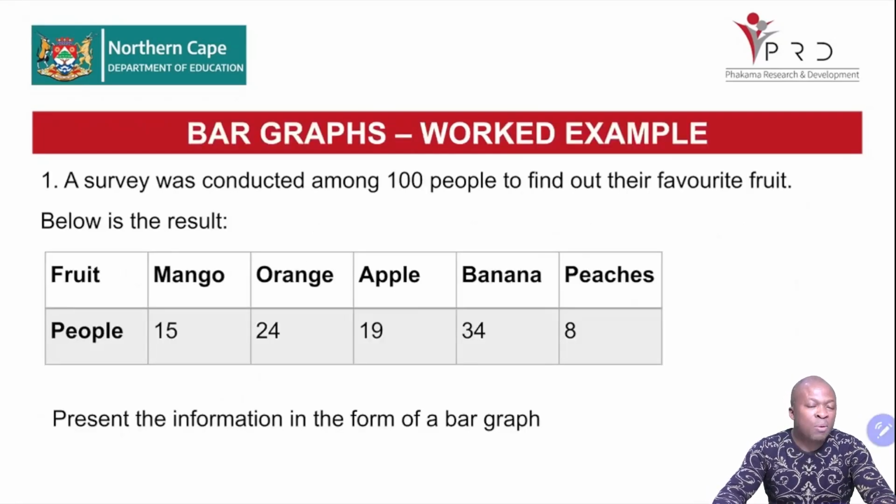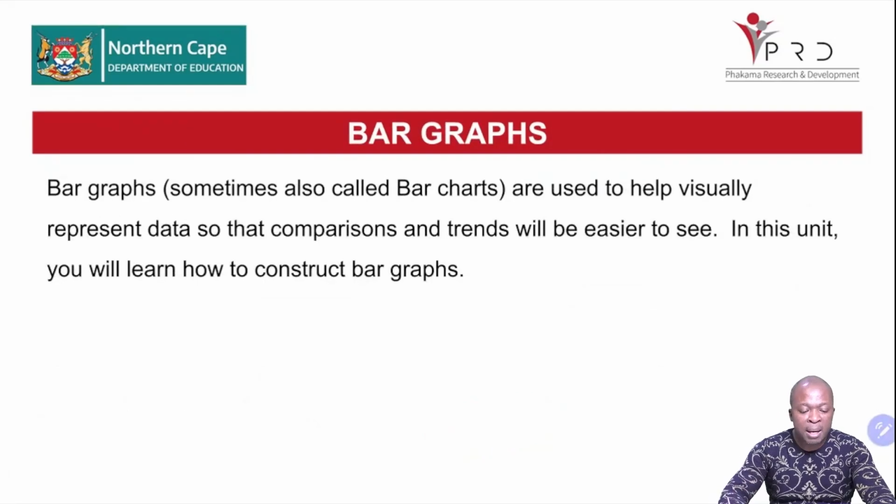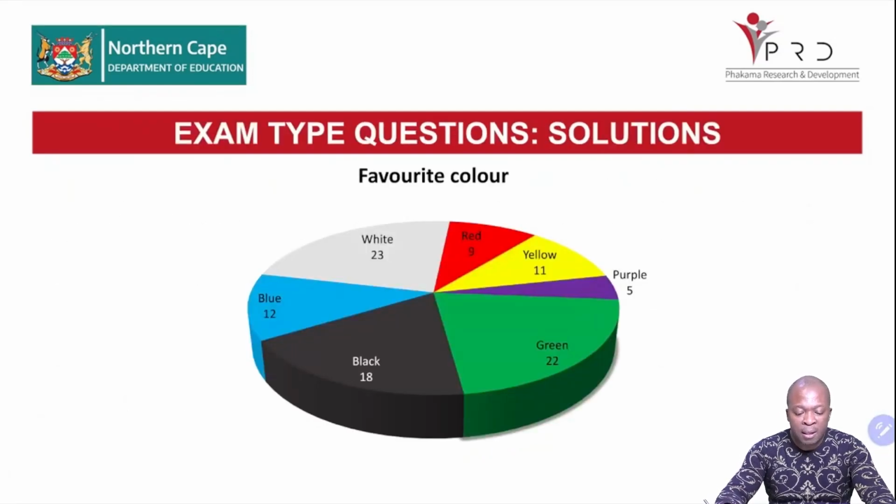Now, how do we learn to construct a bar graph? Let us do one example. Here we have various fruits with the number of people who like the various fruits, and I'm asking you to represent this using a bar graph. So this is how it looks.